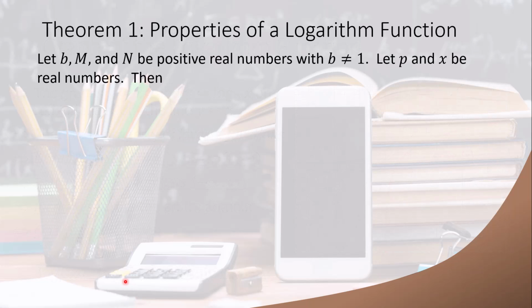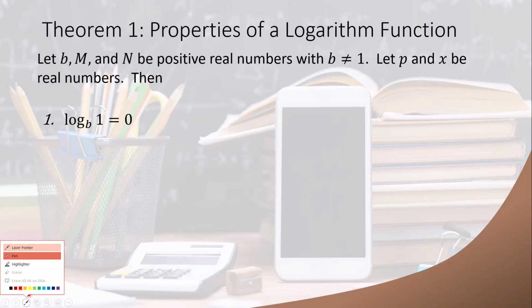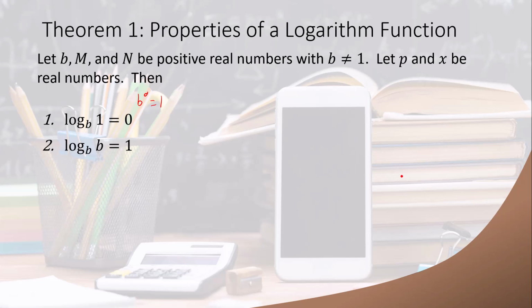Okay, with that in mind, let's talk about some of the very useful properties of a logarithm function. Here is the first one. The log base b of 1 is always going to be equal to 0. And that should make sense to you because the equivalent exponential form is going to be b to the 0 is equal to 1. The log base b of b is always equal to 1. That's consistent with b raised to the first power being equal to, you guessed it, b. All right, the log base b of b to the x is equal to x.